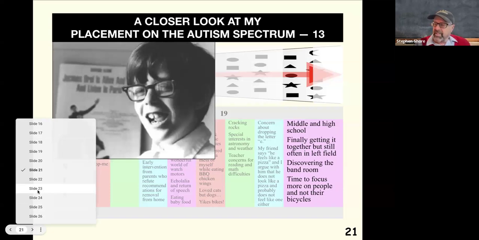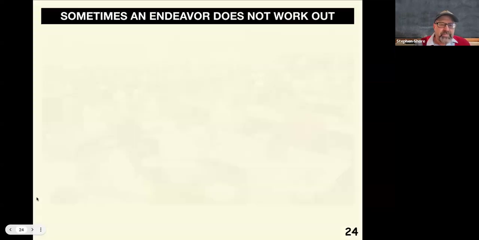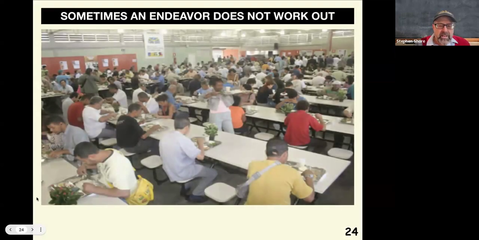So we've also talked about employment, and it's important to realize, well, sometimes an endeavor doesn't work out, and we have to change our strategies. So here's an example of my first job. Cleaning dishes in a noisy restaurant. Too much sensory input, sensory overload. It was a basket full of sensory violations. I knew I had to do something else. Too much social interaction as well.